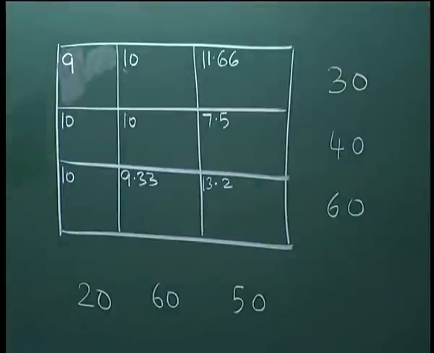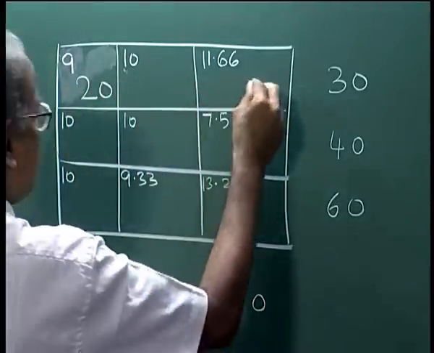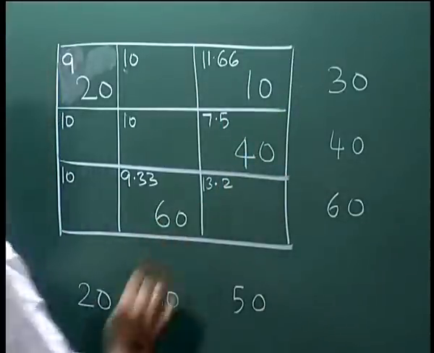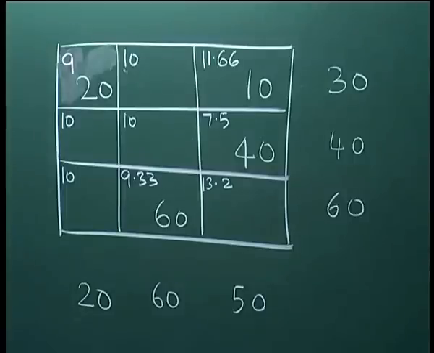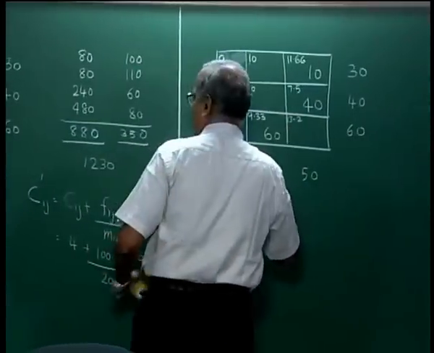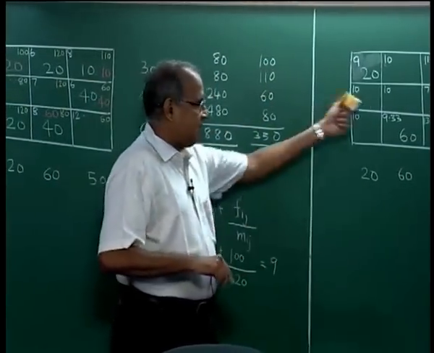So this becomes the normal transportation problem, and when we solve that transportation problem we would get a solution which is 20, 10, 40 and 60. So we will get a solution like this, and the cost associated with this will be different. It will not be 1230, it will be different.